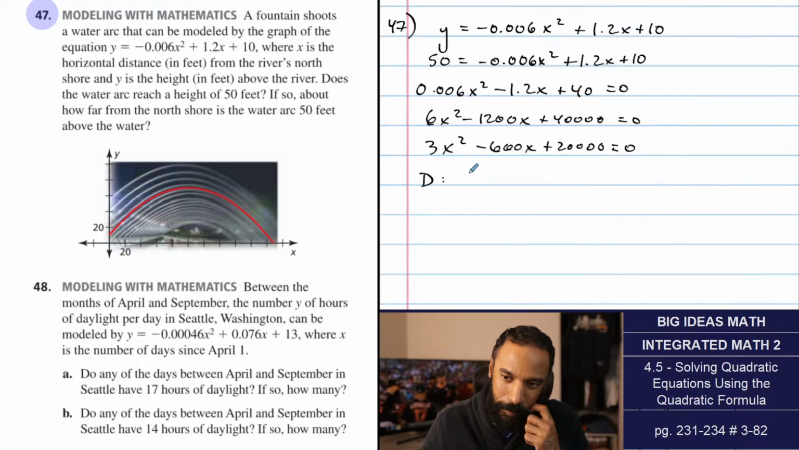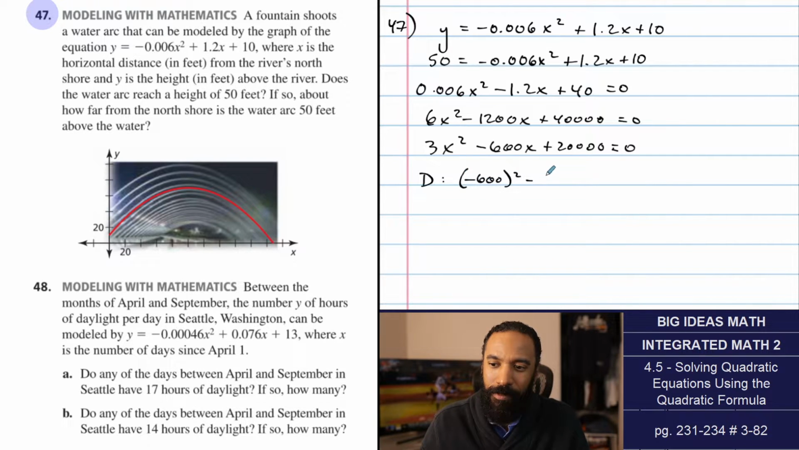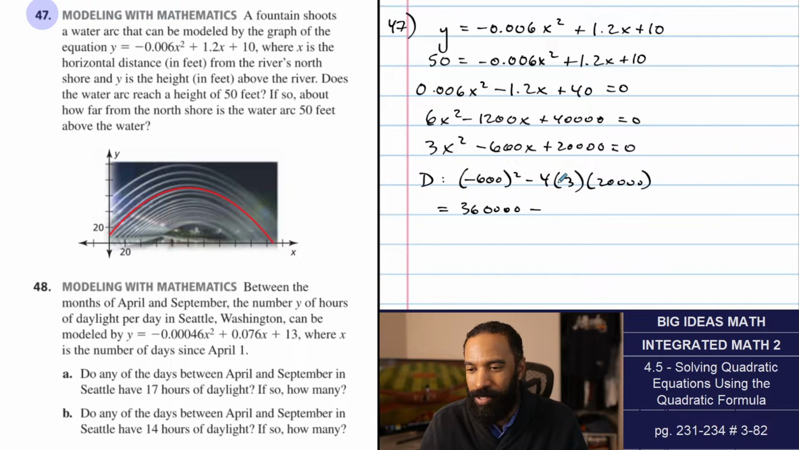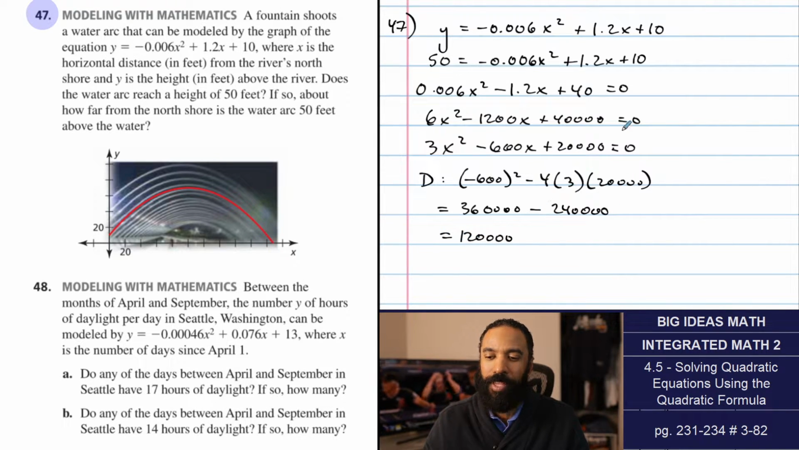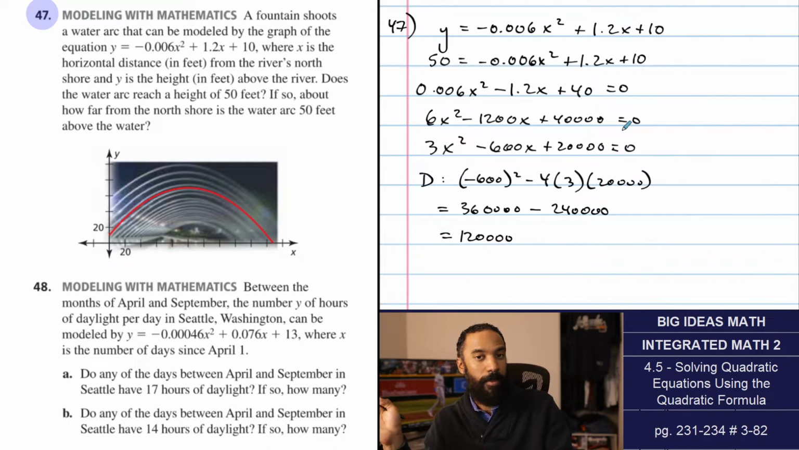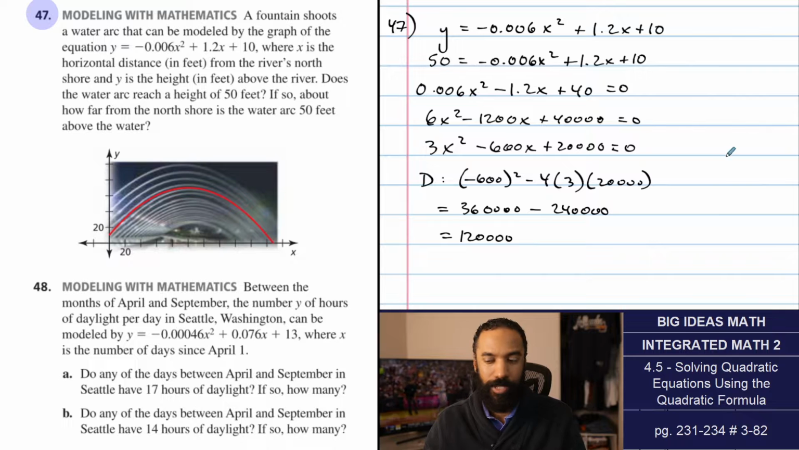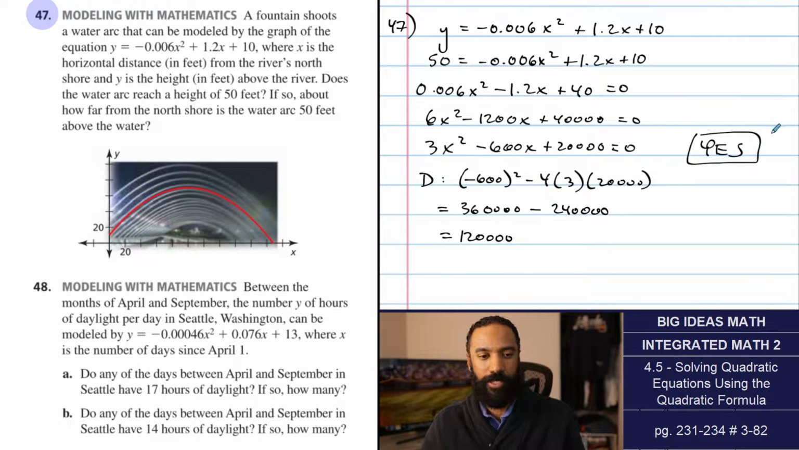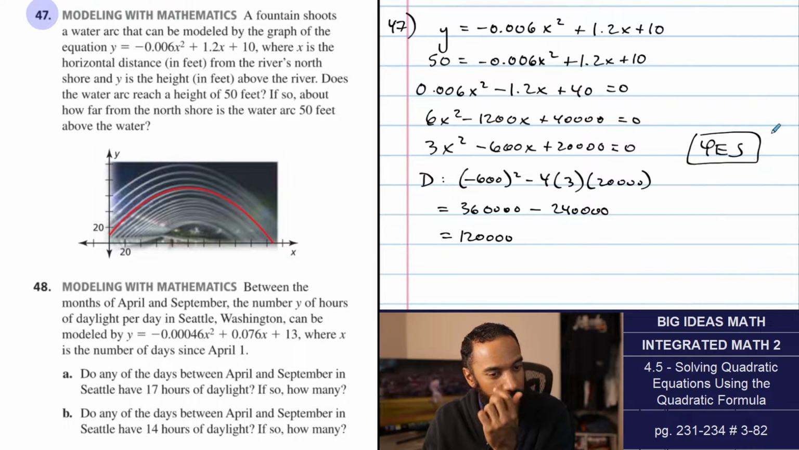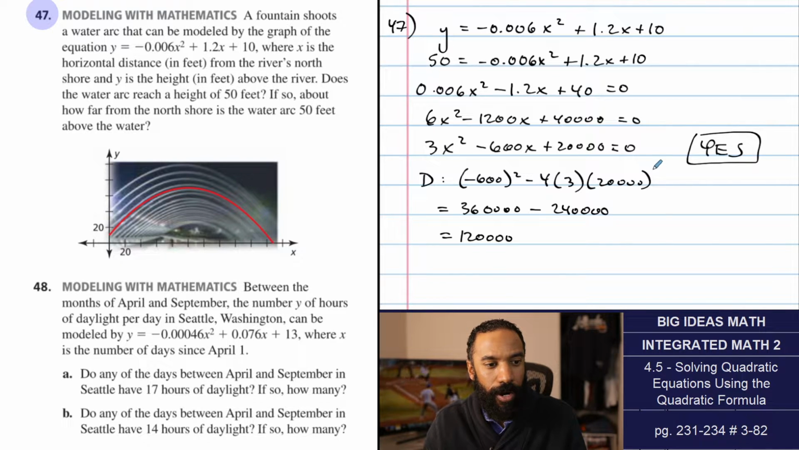B squared minus 4ac, which is 360,000 minus 240,000, which is 120,000. I think I did that right in my head. Well, listen, it's positive. So if it's a positive discriminant, then it indeed hits. So yes, it hits. That's the part A question. Part B: how far from the north shore is the water arc 50 feet above the water?